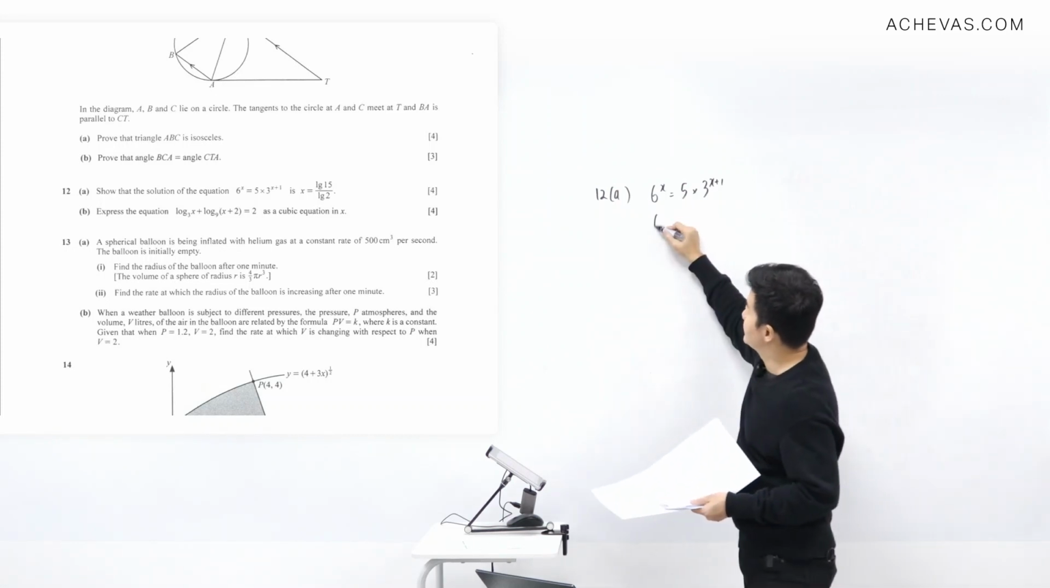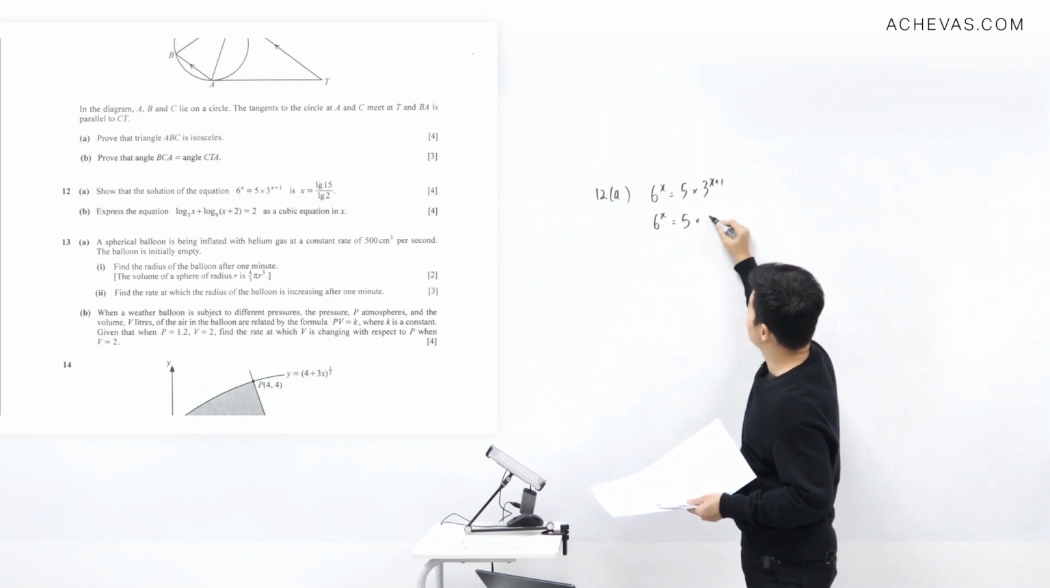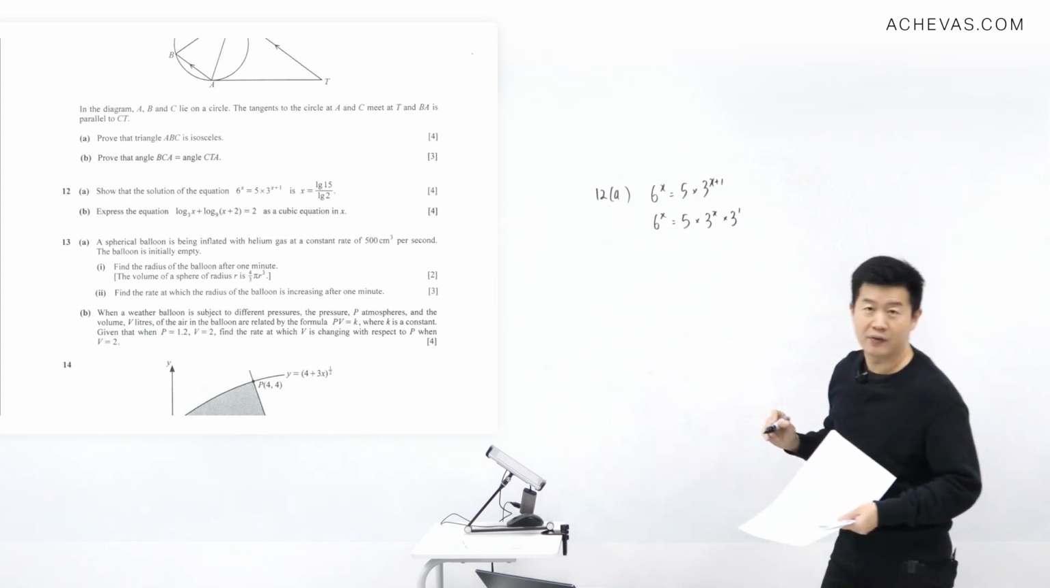So let's try to manipulate this that we have here. Okay, this is going to be 6 to the power x. I'm going to let it be. This is going to be 5. I'm going to break this up into 3 to the power x multiplied by 3 to the power of 1.